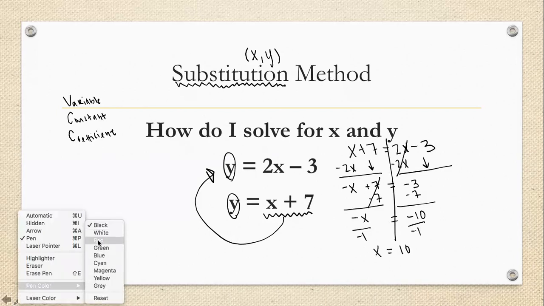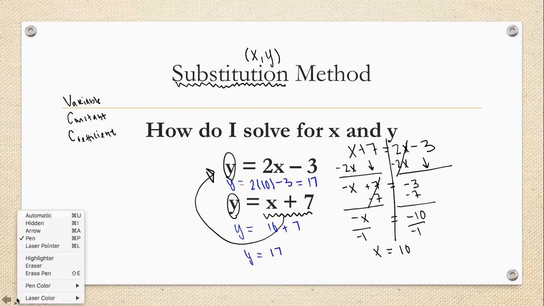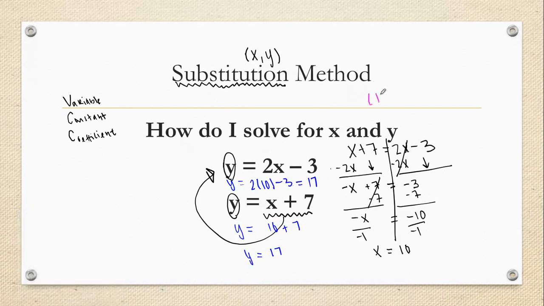Perfect, yes. And it does not matter which equation I do. I can put it in this one. So y equals 10 plus 7, which would equal 17. Or I could put it in this one, which will give me the same answer. 2 times 10 minus 3 equals 17. So therefore, my y value is 17. So the solution is (10, 17). That is the x and the y value of where these two lines will cross, where they're equal.